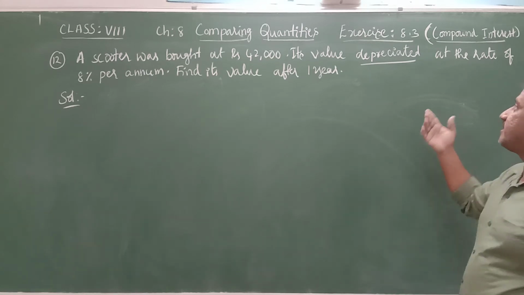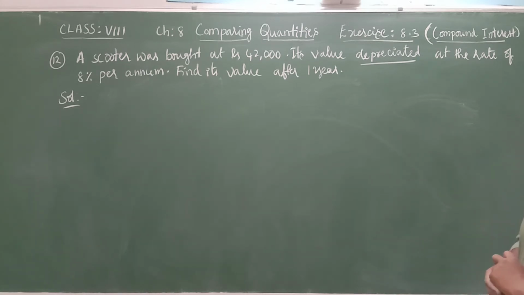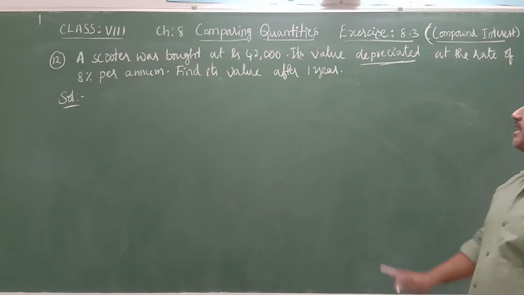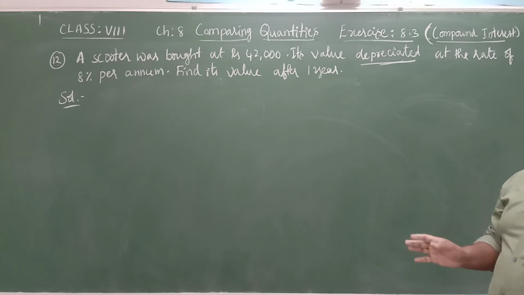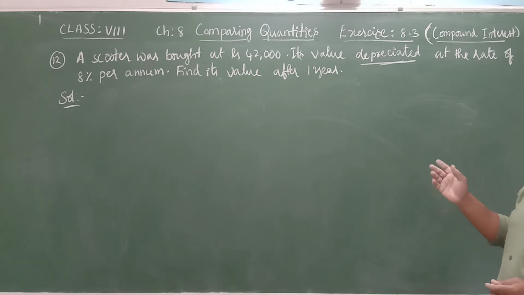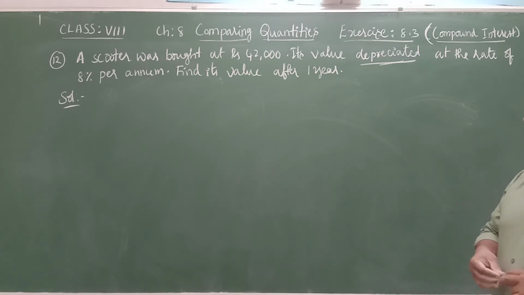Now, we will discuss exercise number 8.3, question number 12. A scooter was bought at rupees 42,000. Its value depreciated at the rate of 8% per annum. Find its value after 1 year. Depreciated means decreased. The value of the scooter is decreased by 8% per annum. Find the value of the scooter after 1 year.